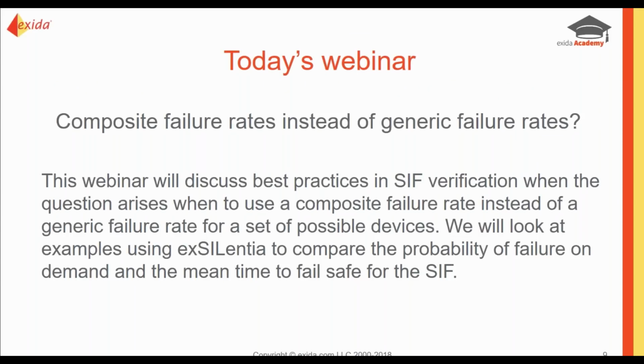But let's go ahead and talk about why we are here today. Composite failure rates. We're going to look at some best practices in SIF verification and really answer the questions: when do you use composite failure rates? When do you use generic failure rates? When do you use a specific failure rate? What are the combinations and what's the best for you?